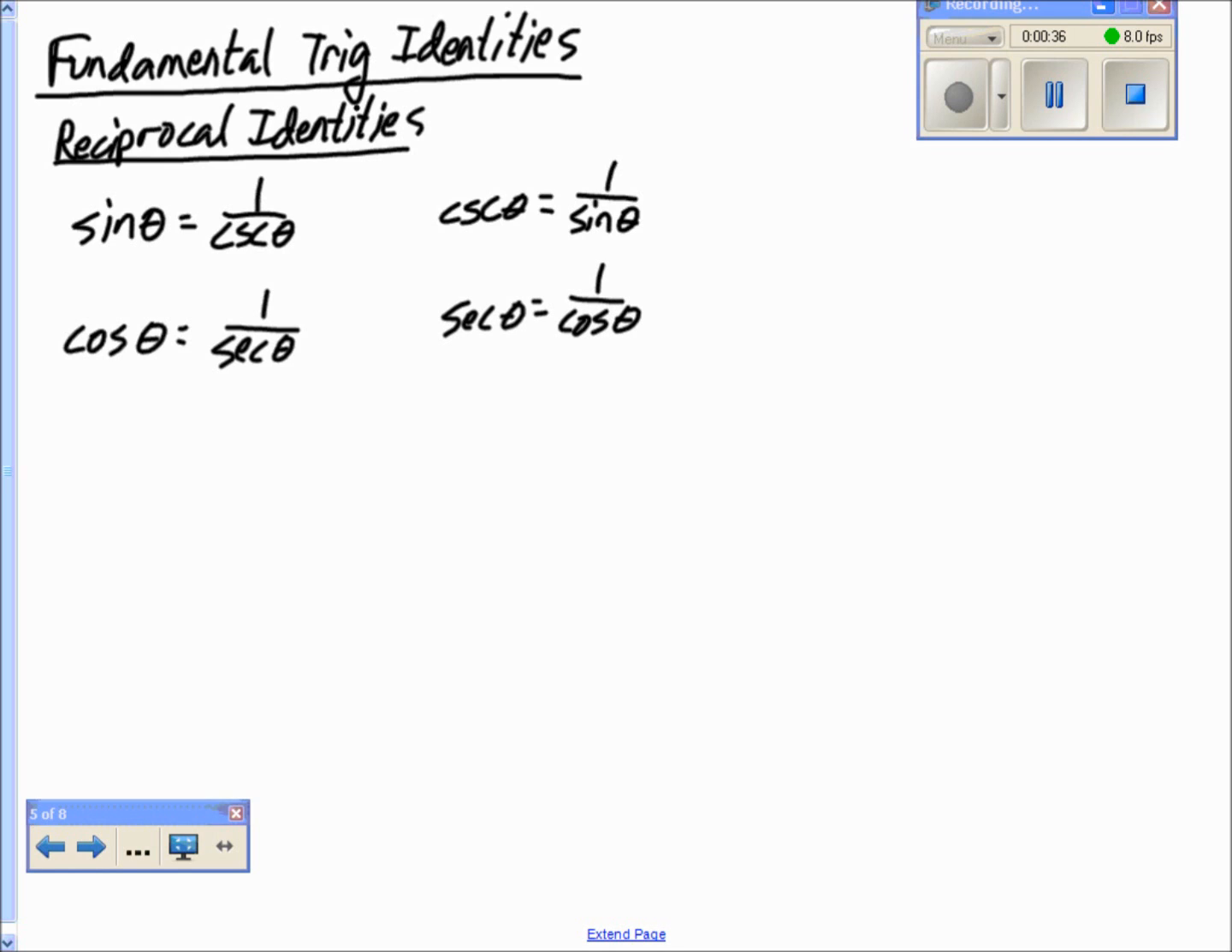And of course you got your tangent. Tangent is 1 over cotangent, cotangent is 1 over tangent.